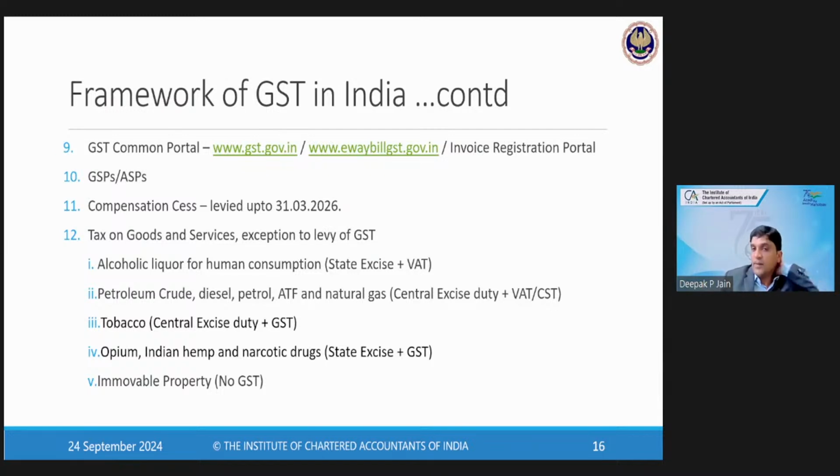ASPs means application service providers. They will be acting as a bridge between the GST portal and the customer. So first is the portal. The portal gives access to GSPs. GSP gives access to ASPs, and from ASPs to all our service providers. So if your transaction volume is less, you can definitely enter it in your GST portal. If your transaction volume is more, you have to go through the GSPs and ASPs.